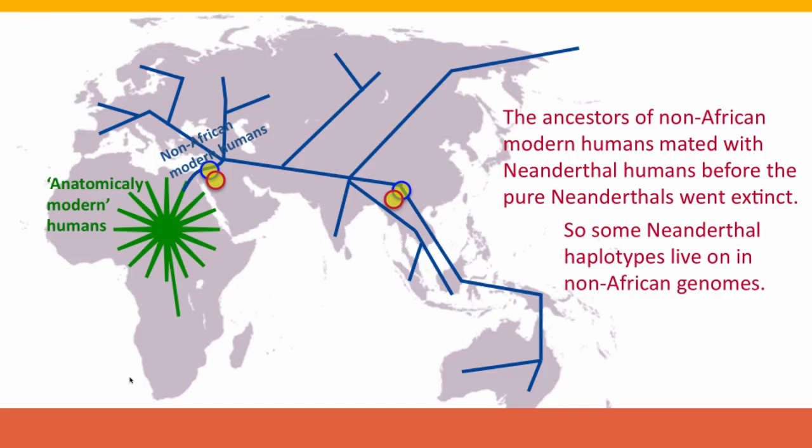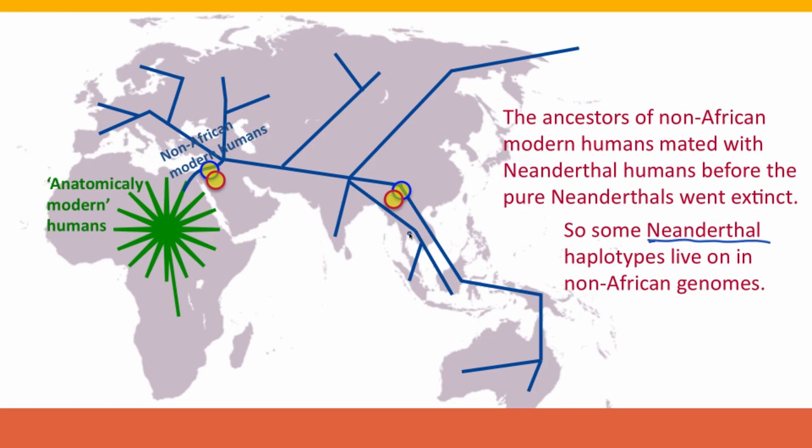So we know that the ancestors of non-African humans mated with Neanderthal humans before the Neanderthals went extinct, and that some Neanderthal haplotypes live on in the non-African genomes. So African peoples don't have Neanderthal DNA. In a sense, we could say their genomes are more modern than ours. Our genomes, ours being people like me, of course, have Neanderthal DNA in them.